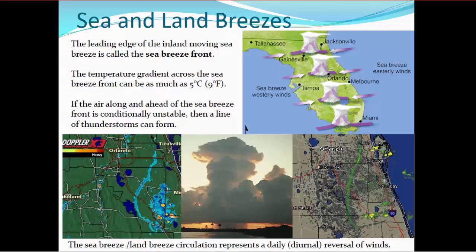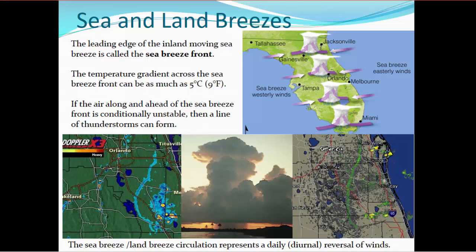So here are some fairly good illustrations of the land and sea breeze. The leading edge of the inland moving sea breeze is what's known as the sea breeze front. And it's really just like any other cold front or warm front or even stationary front, because along that front, winds are converging, because the sea breeze is coming in from the east, or in the case of the Gulf sea breeze, from the west, and it's converging on the other winds blowing across the peninsula. Wherever you have convergence, you get uplift, and that's how you get those clouds forming and eventually the thunderstorms.